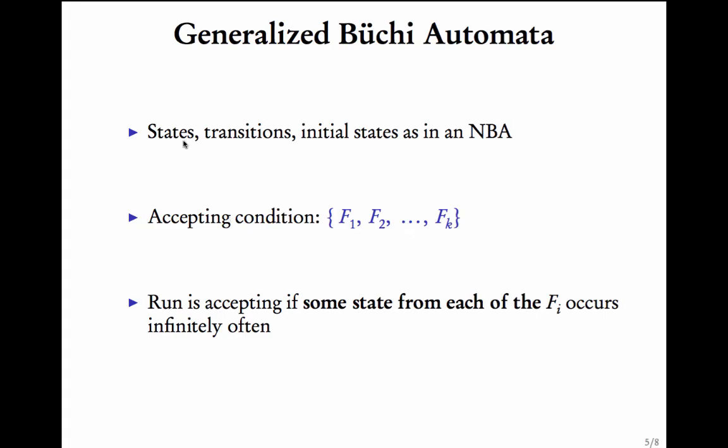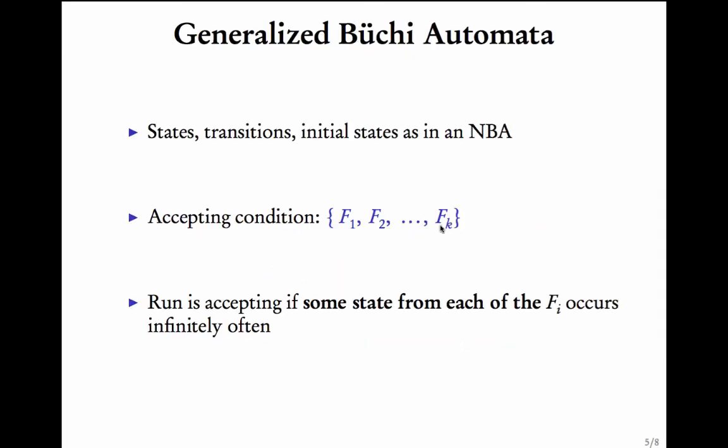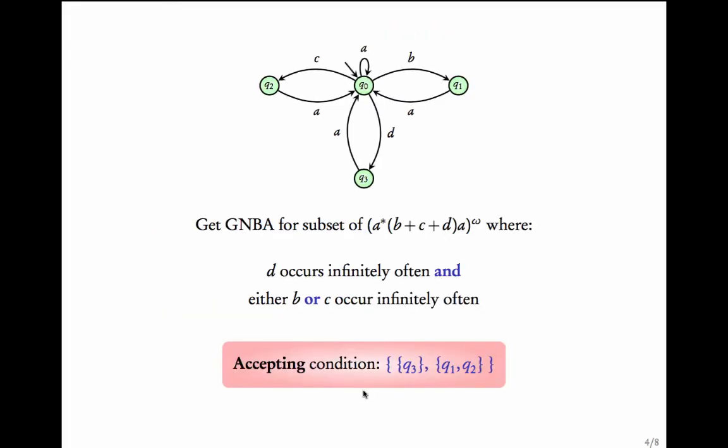It consists of states, transitions, initial states as in an NBA, just that the accepting condition is given as a set of sets. So each set consists of states. For example, here F1 is the set Q3, F2 is the set Q1, Q2. You can give a finite number of such sets and the run is accepting if some state from each of the Fi occurs infinitely often. So here the run would be accepting if a state from each of F1 and F2 occurs infinitely often. Since F1 has only Q3, Q3 should occur infinitely often and either Q1 or Q2 occurs infinitely often.